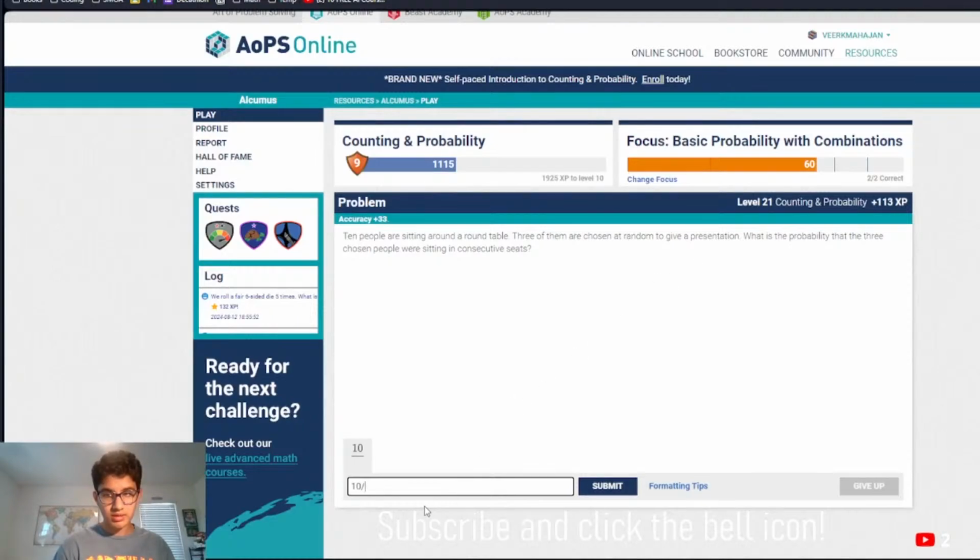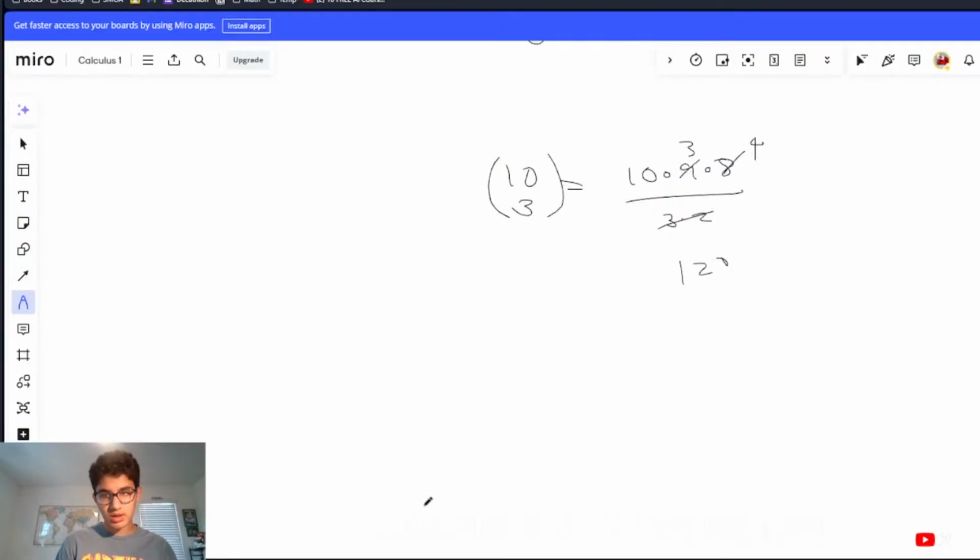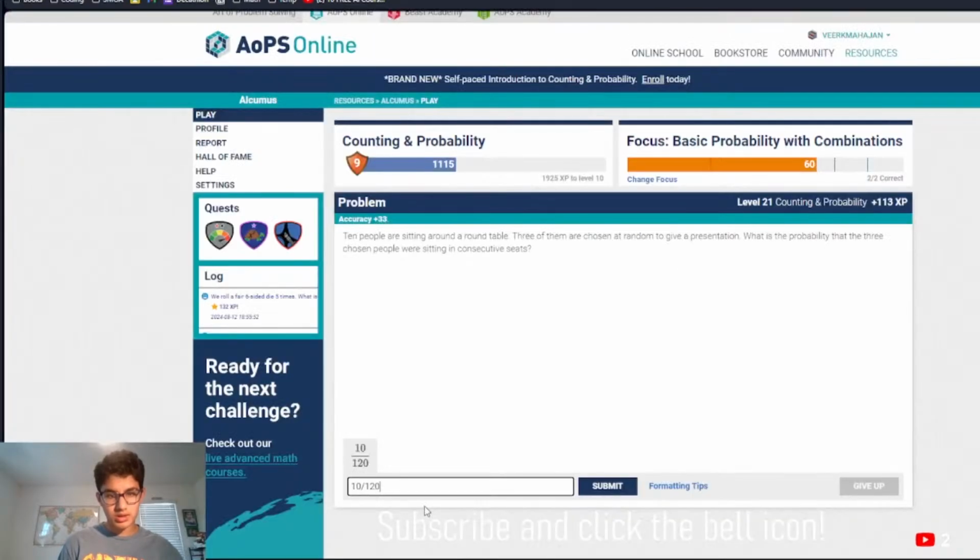Yeah, there are 10 possible sets of people sitting consecutively, and in total the number of ways to just pick three people is 120, which actually seems a bit too low. Maybe I've done something wrong. 10 times 9 times 8. Yeah, that's right actually. So 10 out of 120, which is 1 out of 12. But because they've said circular, I think I have to change something.